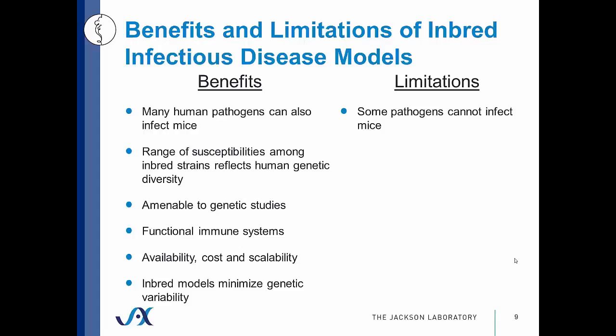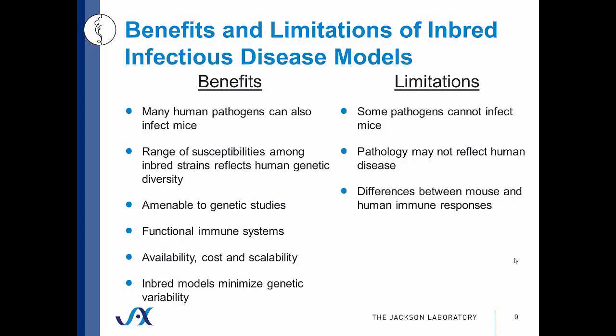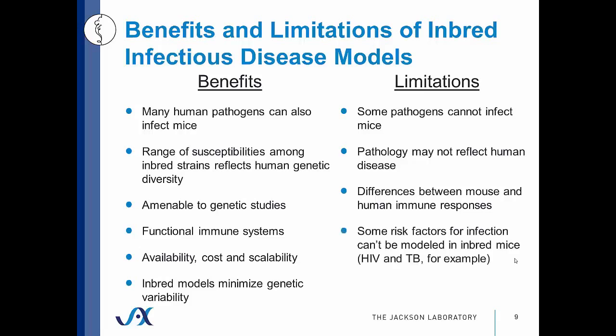Some of the limitations of using inbred strains for infectious disease modeling is that some pathogens cannot infect mice, and that's where humanized models have a clear advantage. Also, some pathology seen in mice may not reflect the human disease, and along those lines, there may be differences between mouse and human immune responses. So you have to take all of this information into account when you use these models. And finally, some risk factors for infection cannot be modeled in inbred mice, and I'll show you some examples of this later on in our discussion.